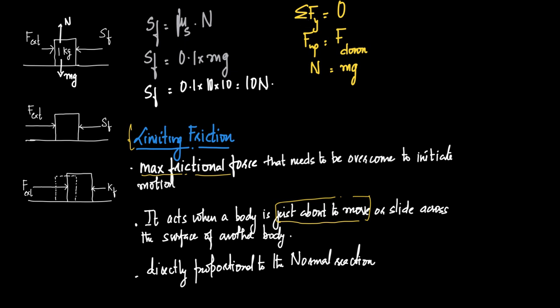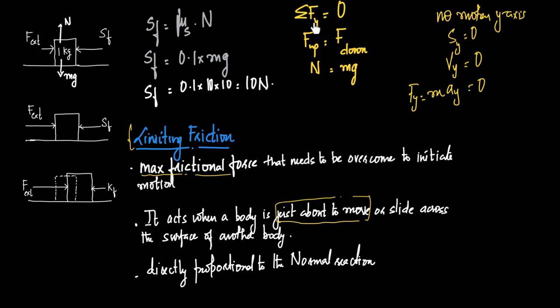Now you may ask me how. Since there is no motion along the y-axis, I can say that displacement along the y-axis is 0. Therefore, velocity along the y-axis is 0. Therefore, acceleration along the y-axis is 0. And therefore, m into ay will be equal to 0, which implies Fy, which is m into ay, is equal to 0. Therefore, the sum of all the forces acting in the y direction, sigma Fy, will also be equal to 0.